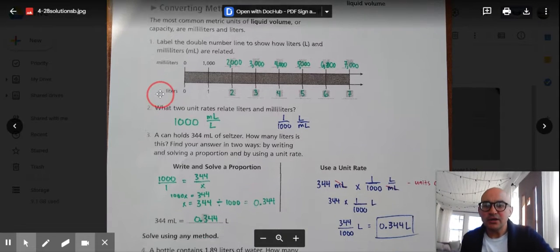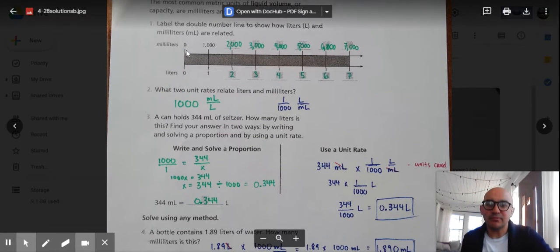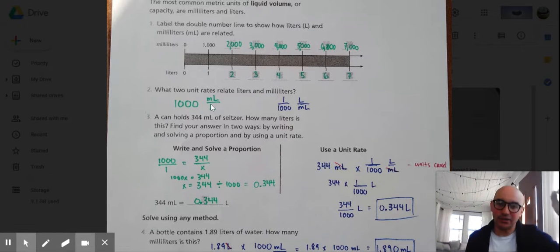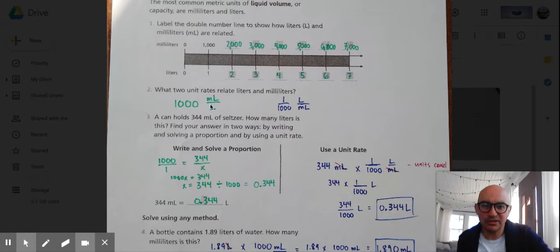Okay. You're going to take that knowledge about milliliters and liters and create 2 unit rates. And the unit rates will be in these 2 forms. Green here, I wrote with milliliters on top. So the way we read this is there are 1,000 milliliters per liter. So that's how I read that out loud, 1,000 milliliters per liter.